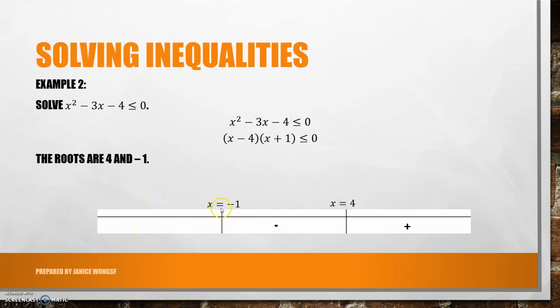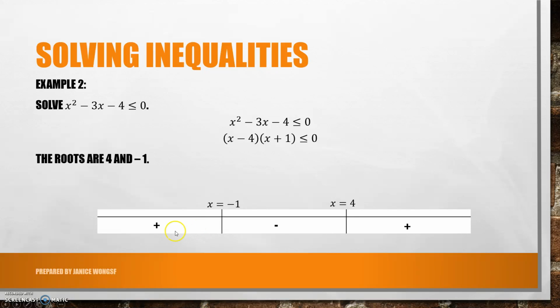Next, choose a value less than -1 because it is to the left of -1. To the left means less than. I choose -2. Substitute here and check the sign. -2 minus 4 times -2 plus 1. What do you get? -6 times -1, which is 6, a positive sign. Place a positive sign here.